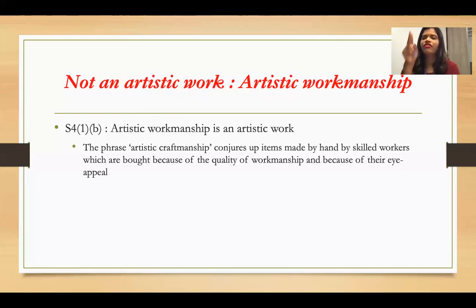So when you have two composite phrases in one line here, artistic craftsmanship, it is very confusing because it has two different definitions. Artistic: eye appealing. Craftsmanship: can be done by any skilled workers as well. Not necessarily must you show that it is done by a person.